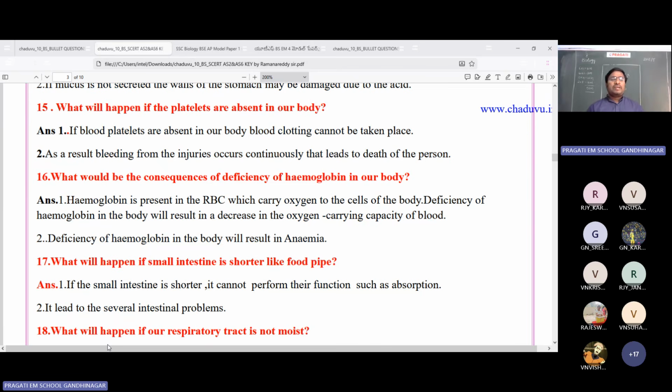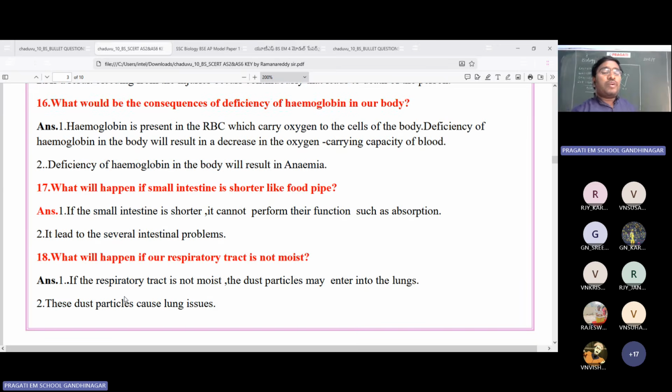Okay, next, the 16th question. Please look at the important 16th question. What would be the consequences of deficiency of hemoglobin in our body? Hemoglobin is present in RBC, which carries oxygen to the cells of the body. If there is no hemoglobin, what will happen?